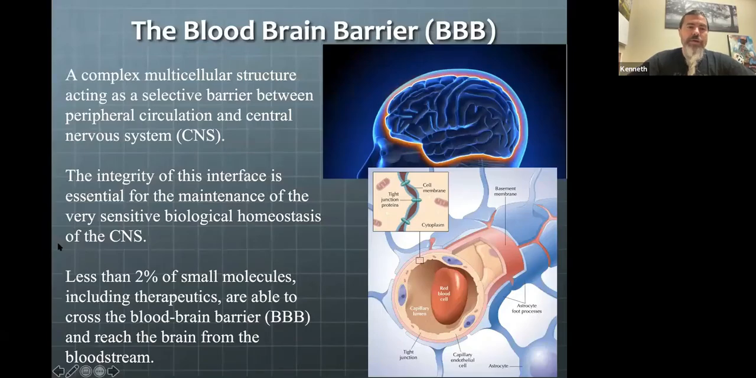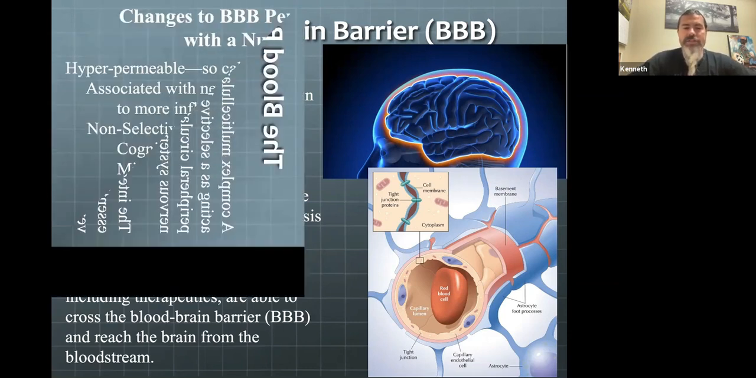Okay. So the blood-brain barrier is a complex process that's not really technically a barrier as much as it is just the arrangement of particular tissues around the blood vessels of the nervous system, whose job it is to regulate what can and cannot come in and out of a nervous system.